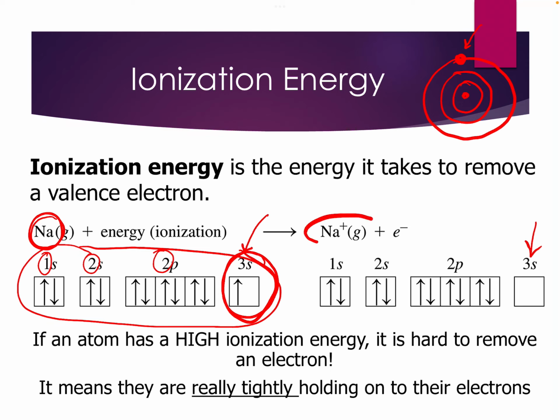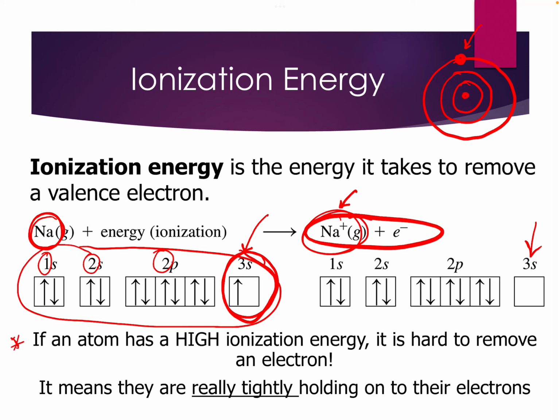So what's shown above is when we remove that electron, it makes Na+ and e-. That e- is our electron, and our sodium is now positively charged because it lost one. We're going to talk more about this in just a little bit. But essentially, like I said, ionization energy is the energy it takes to remove a valence electron. And I want to be really clear, when we talk about ionization energies, we're going to talk about things that have high ionization energy or low ionization energy. If an atom has a high ionization energy, that means it's really hard to remove an electron.